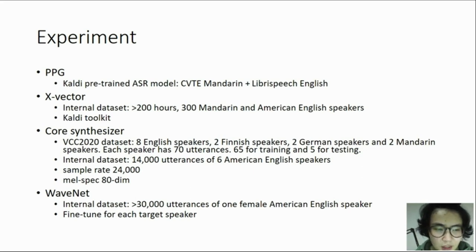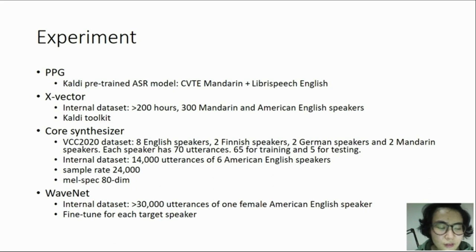To train the core synthesizer, we use two datasets. One is the VCC 2020 dataset, including 8 English speakers, 2 Finnish speakers, 2 German speakers, and 2 Mandarin speakers. Each speaker has 70 utterances, 65 for training and 5 for testing. Another dataset is our internal dataset, including 14,000 utterances of 6 American English speakers, including 3 females and 3 males. We use a sample rate of 24,000, and we use mel spectrograms with 80 dimensions.